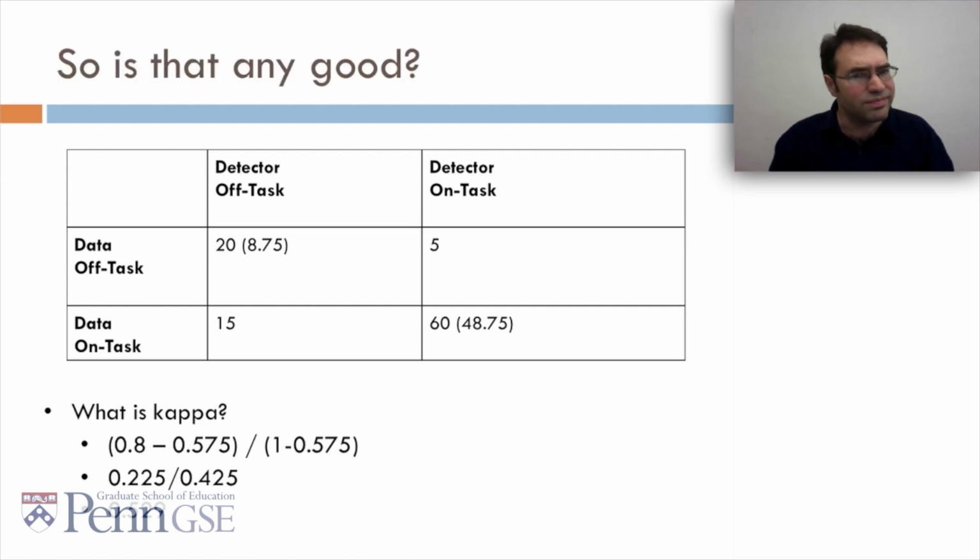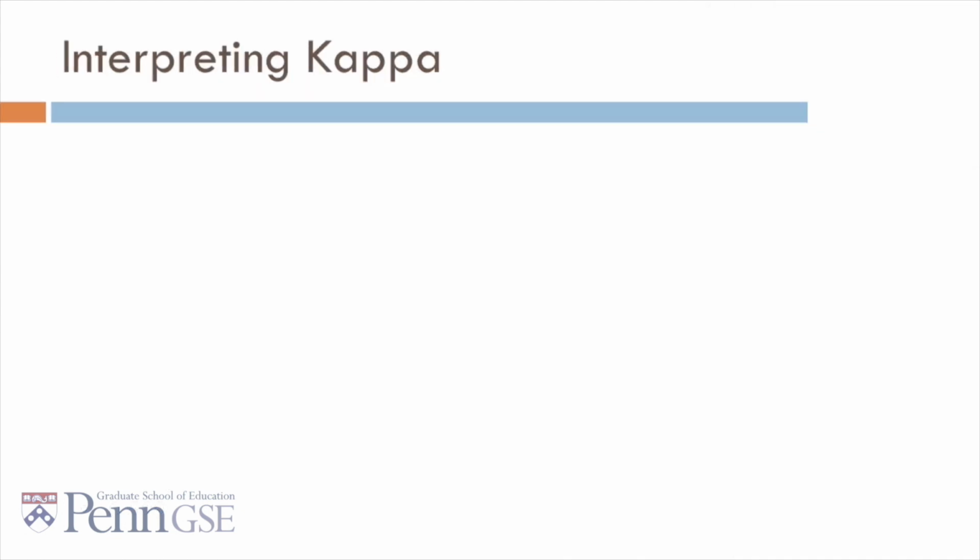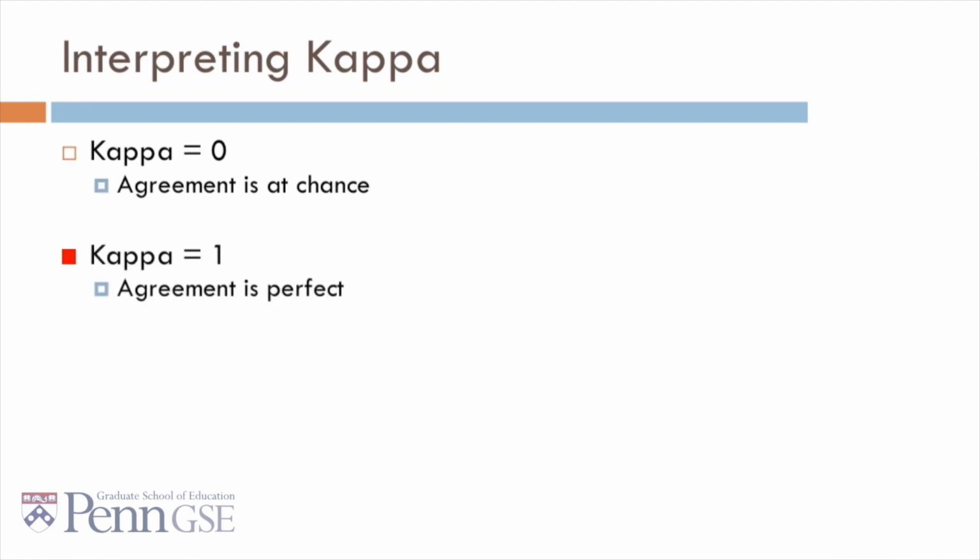So is that any good? What do you think? So here's how you interpret kappa. If your kappa is 0, then your agreement's at chance. If your kappa is 1, then your agreement's perfect. If the data says something, your model's going to say exactly the same thing. If your kappa is -1, then your agreement's perfectly inverse. Whatever the data says, the model will say the exact opposite. That can actually kind of be useful in a weird way, but it's not really something you want.